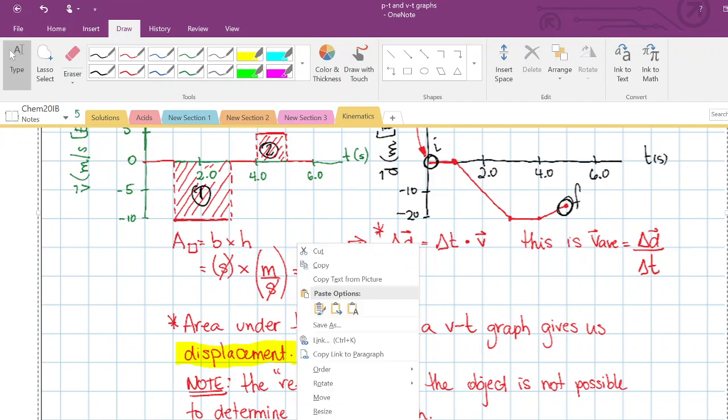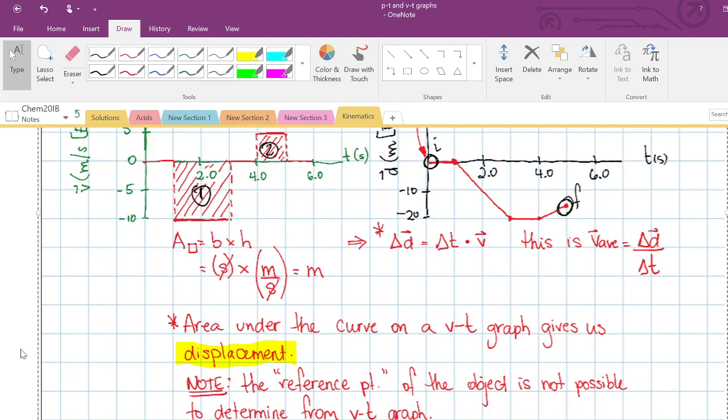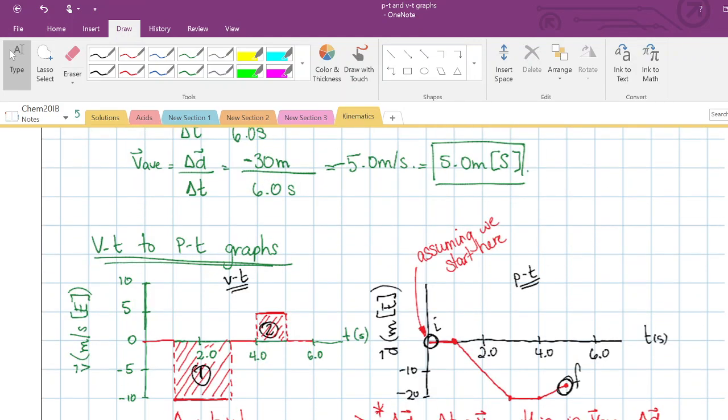The other thing to be very, very aware of when you're going from a velocity time graph to a displacement time graph or a position time graph is that the velocity time graph tells us nothing about where the object is starting from. So we can't get that reference point from the VT graph. The question would have to say the object starts at 0 or what have you. There's no way for us to figure out here where that object started on our graph.